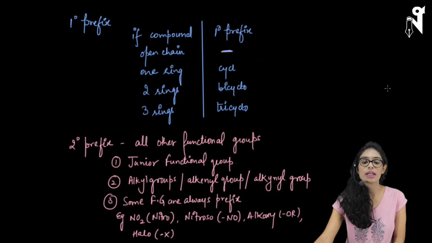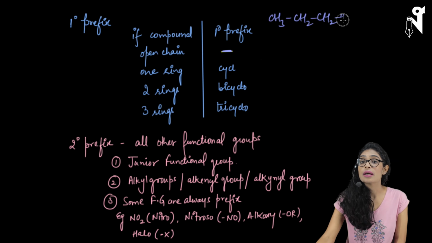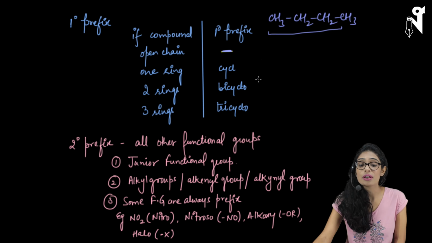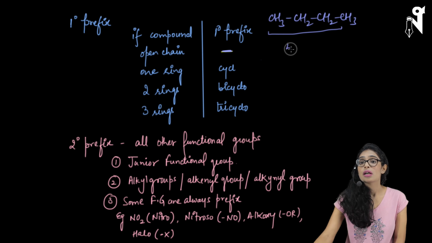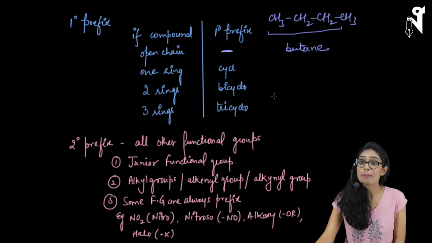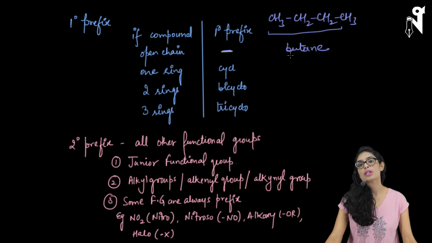So let's say I have taken the chain like this: CH3, CH2, CH2, CH3. Then the word root for this compound is but, because there are 4 carbons. What is the suffix here? Ane. Simple. But is there any secondary suffix? No, we don't have one, because we don't have any functional group over here. Is there any primary prefix over here? No, because this is an open chain, a normal straight chain structure, and we do not have any prefixes for simple open chain structures.